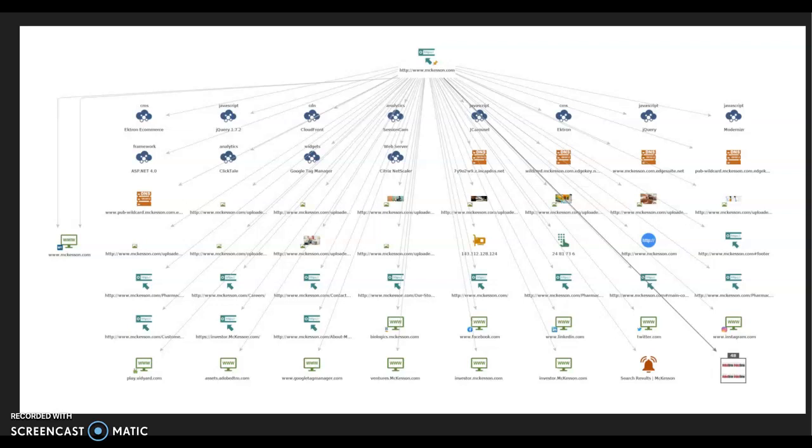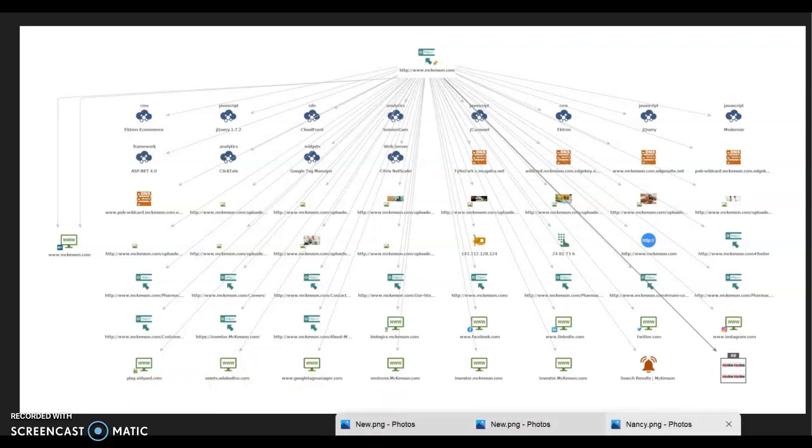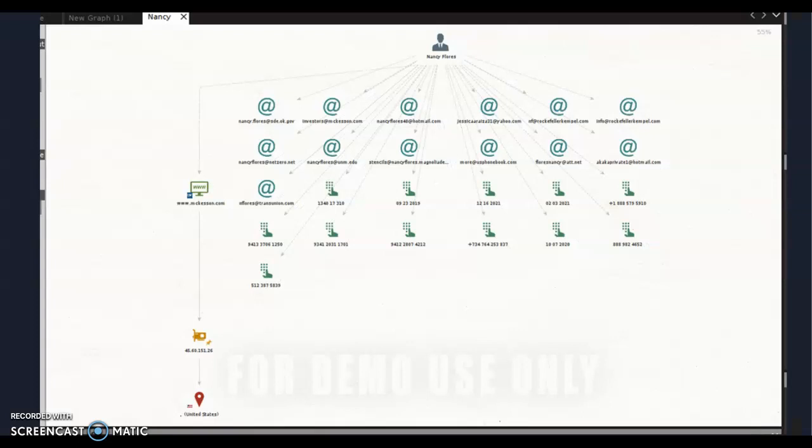In addition to carrying out this reconnaissance on McKesson, I also carried out a reconnaissance on one of their C-suite members in the name of Nancy Flores. Nancy Flores is the CIO of the organization. Through Nancy Flores, I was also able to get several email addresses that belong to the organization, including several phone numbers attributed to Nancy Flores.